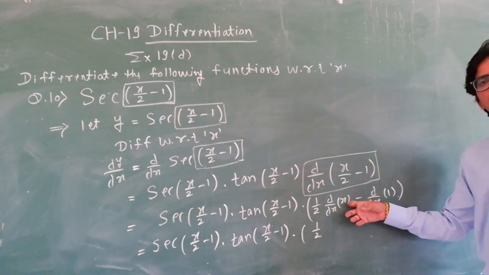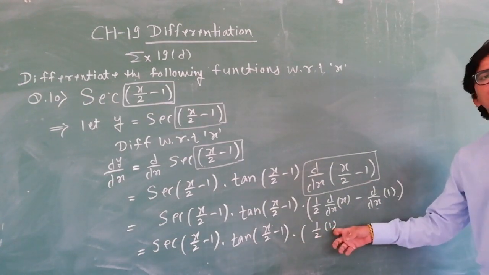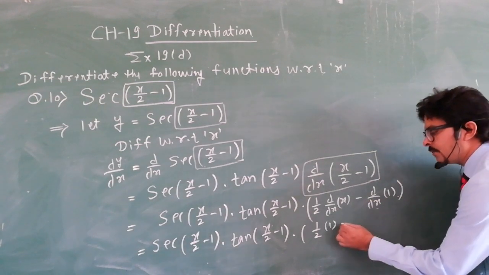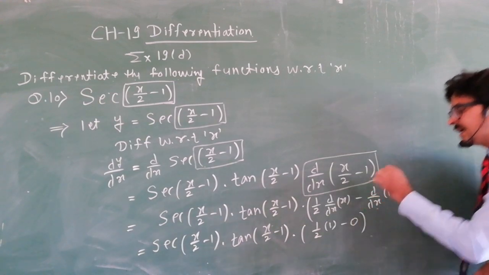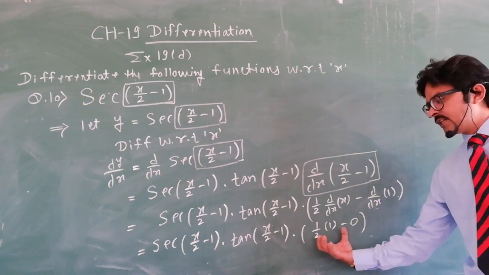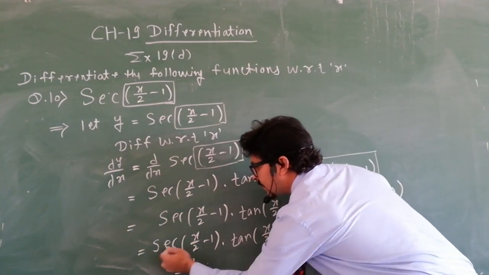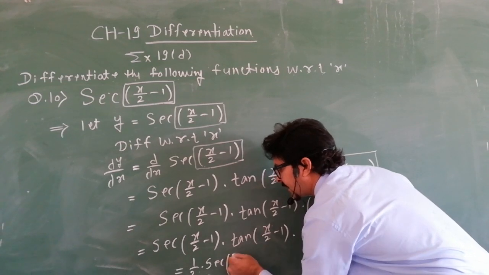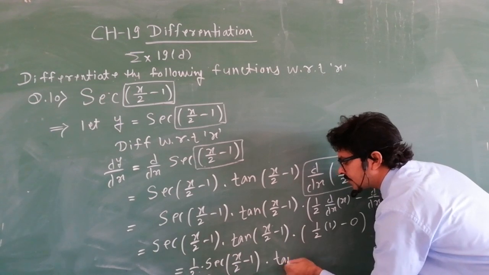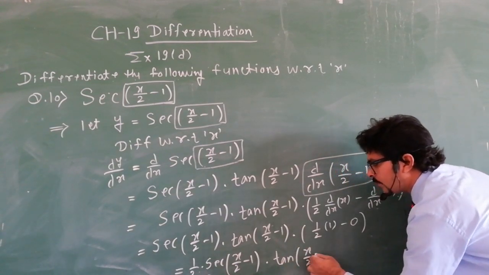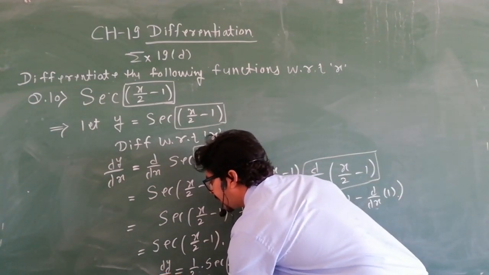As you know, the derivative of x with respect to x gives 1. So half multiplied by 1 gives half only. Next, minus the derivative of 1, and 1 is a constant, so its derivative is 0. So finally we get the value of this bracket as half. So the final answer will be half times sec(x/2 - 1) into tan(x/2 - 1). So this is the value of dy by dx.